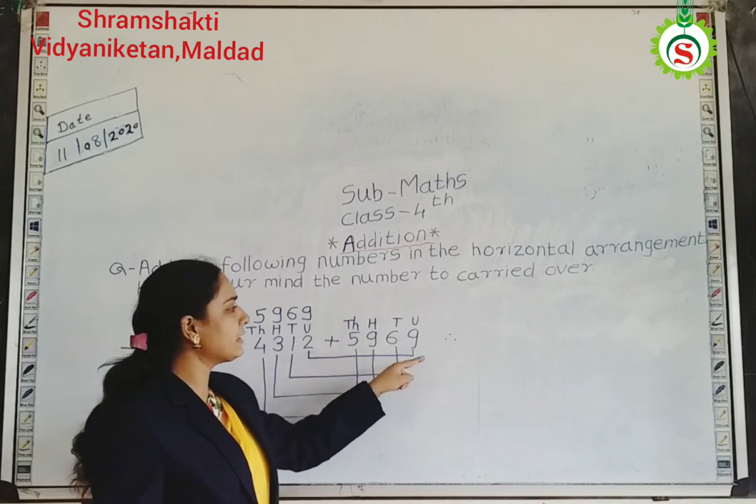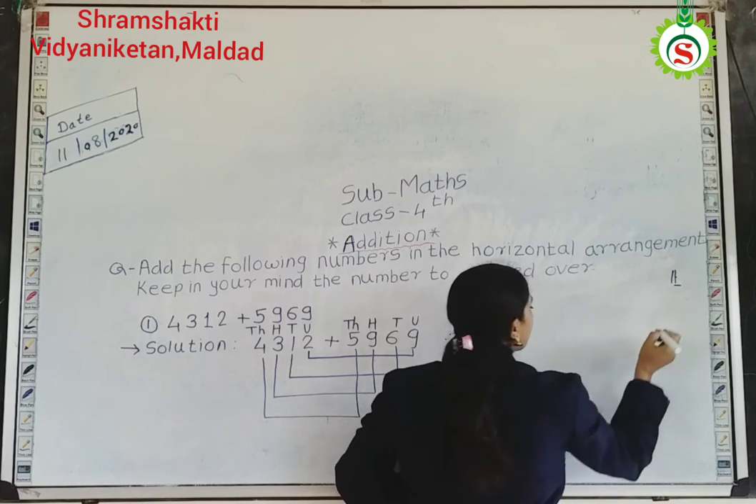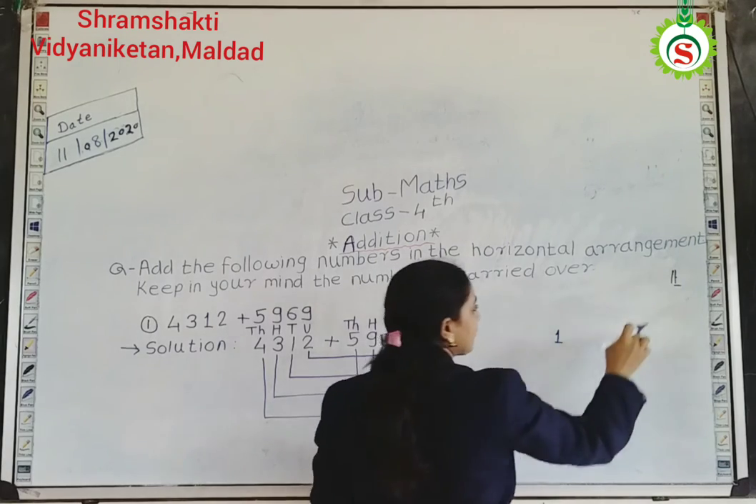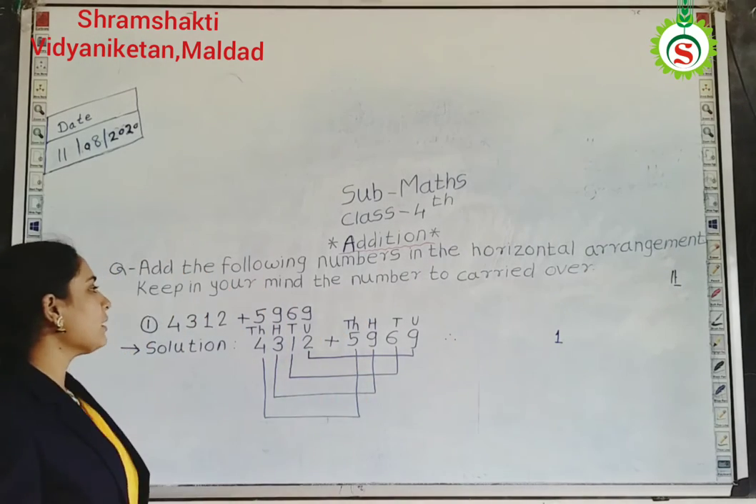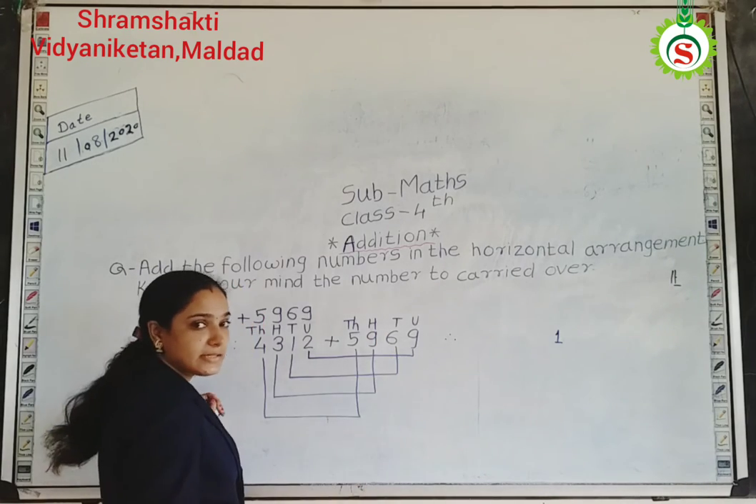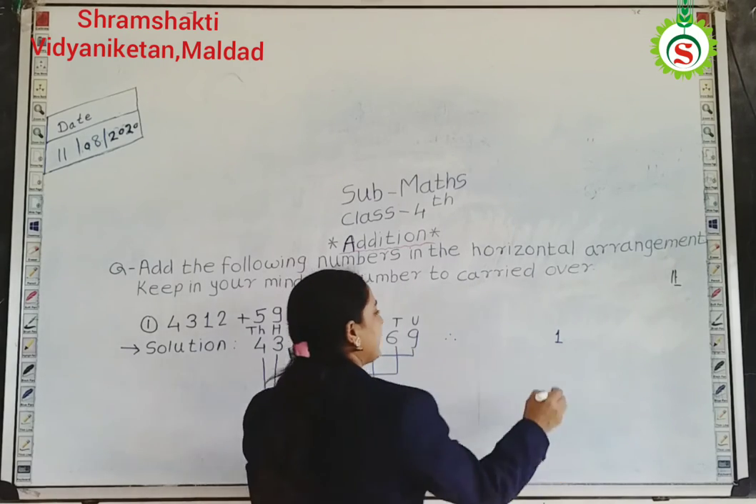Therefore, units place: 2 plus 9, 11. And we have to write only the units place here. And this one is carry over. Keep this in your mind. Then, 1 plus 6, 7. This carry over. 7 plus 1, 8.